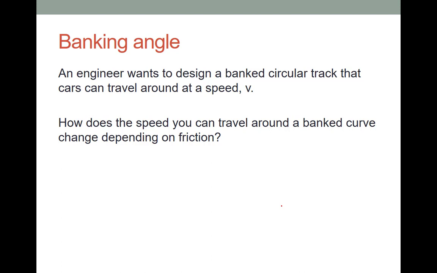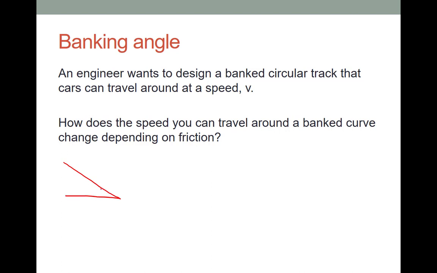So for the next example, we have an engineer wanting to design a banked circular track so that cars can travel around at a speed v. How does the speed you travel around the banked track change depending on friction? Okay. So pulling in what we were just doing, let's consider the frictionless case.